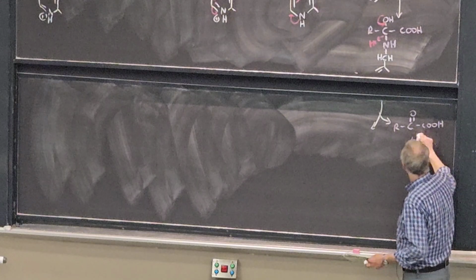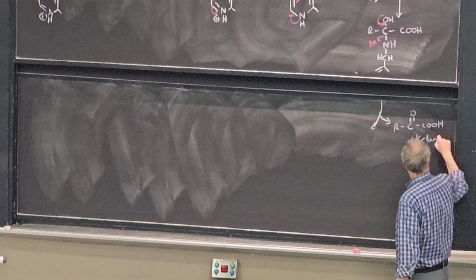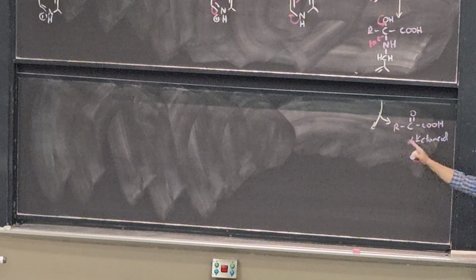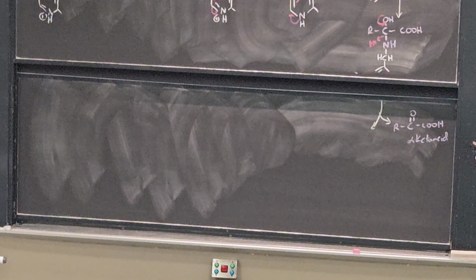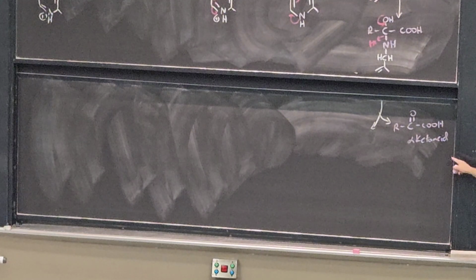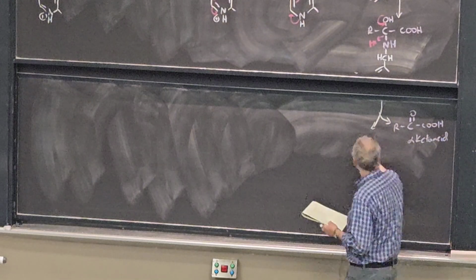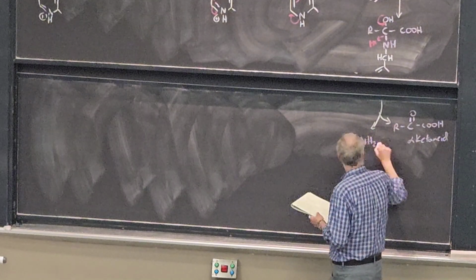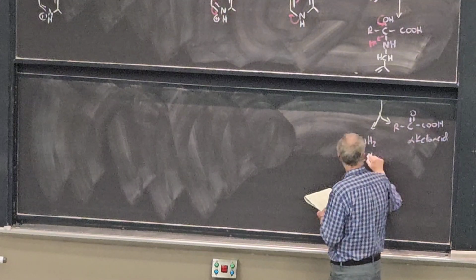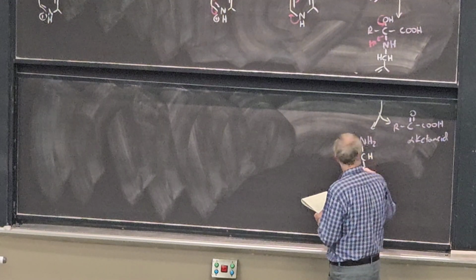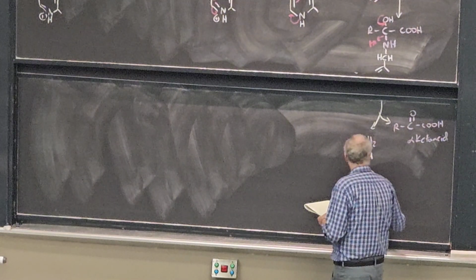Created the alpha keto acid. Because if you follow this through, it started with the amino acid and pyridoxal phosphate, and now I've gone to the alpha keto acid with the former nitrogen group now on this cofactor intermediate.